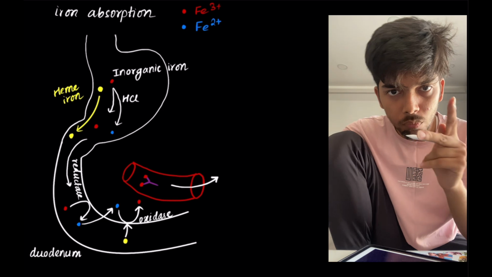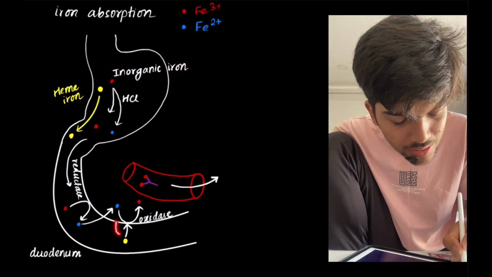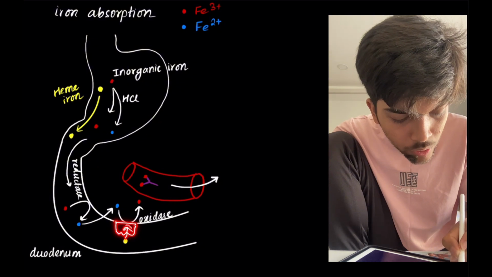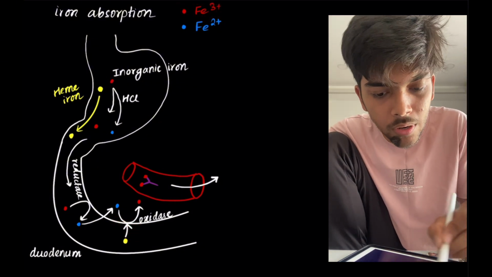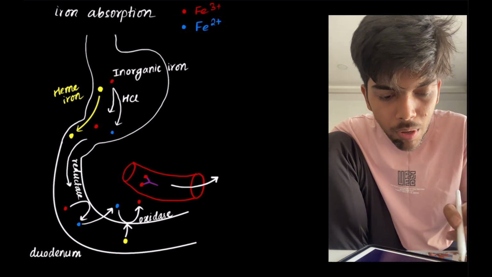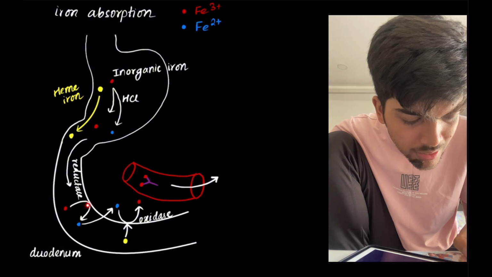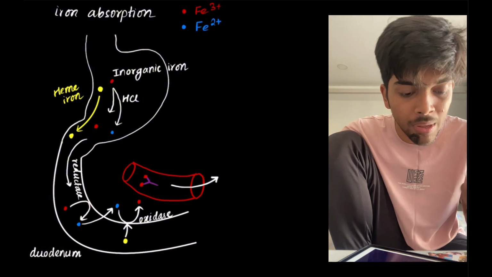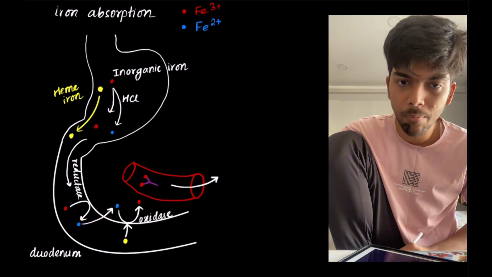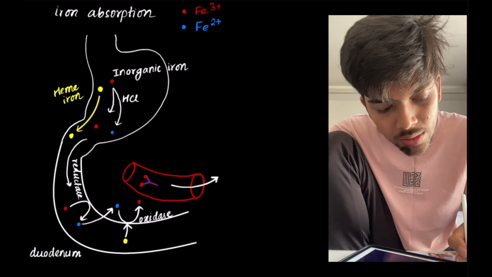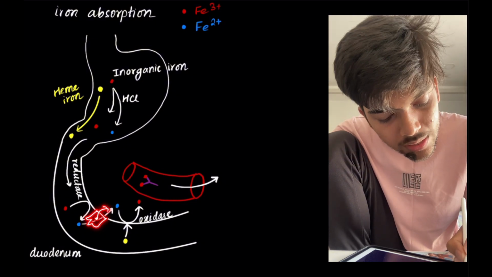One last time. Two types of iron, heme iron and inorganic iron. Heme iron is taken directly into the enterocyte without any extra step. Inorganic iron present in ferric form is first converted into ferrous form by two ways. Number one, with the help of hydrochloric acid present in the stomach. Number two, with the help of reductase enzyme present in the inner wall of the duodenum. And then finally, this ferrous form is taken in by the enterocyte of your duodenum. Okay. Once ferrous form is taken in, it is then sent to the other side of the duodenum.